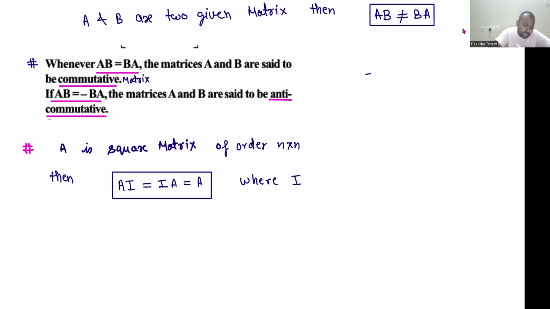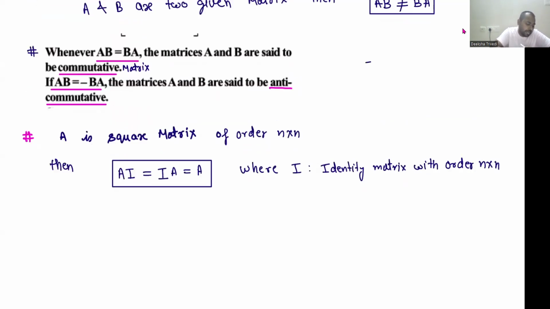where I means identity matrix with order n cross n. So A into I and I into A is the same. So if I is multiplied with any matrix, then we have the same matrix. So if we observe A into I is I into A, so we can say AB is BA. So A and I are two commutative matrices, and that is a very important statement.